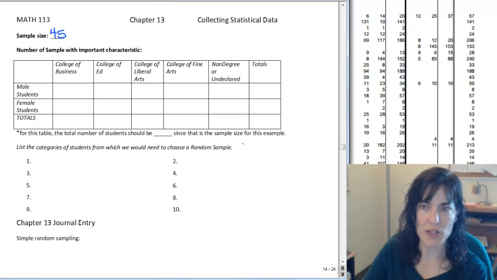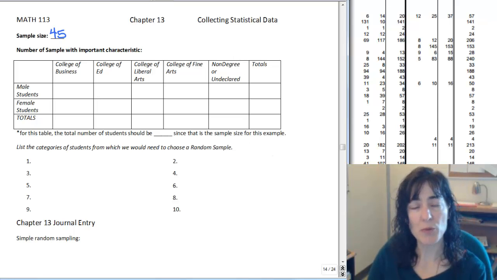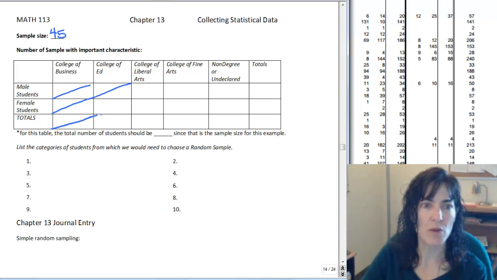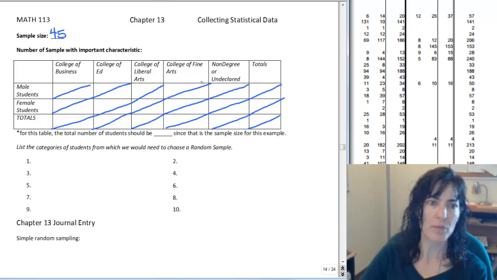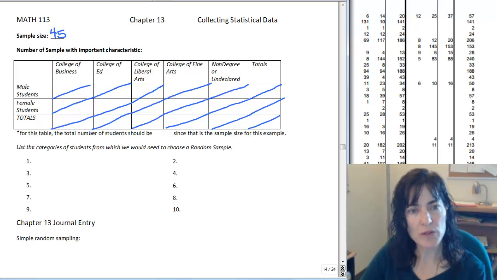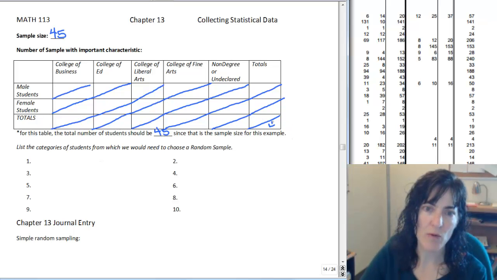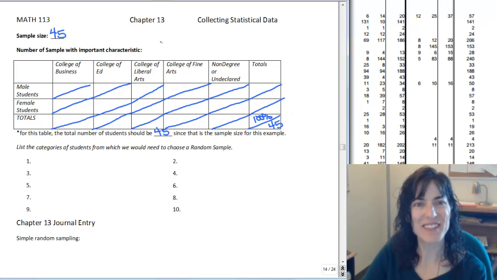Since I know what my percentages are, I'm just going to write them into my table. But first, I want to make those lines again, because that's very helpful to keep track. I need 2 bits of information here to finish this table. And there we go. The total number on this table, because my sample size is 45, that's what I'm expecting to have for the total down here. So this should be 45 and 100%.